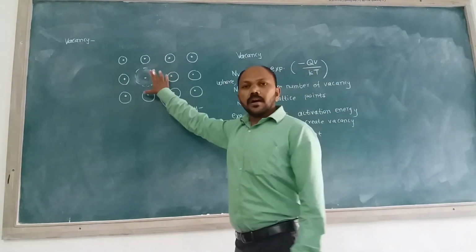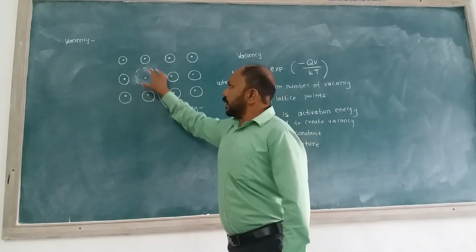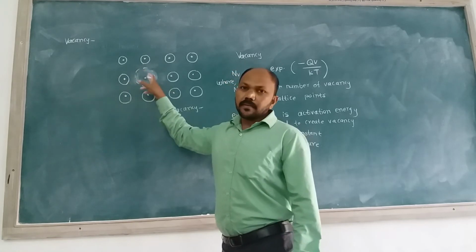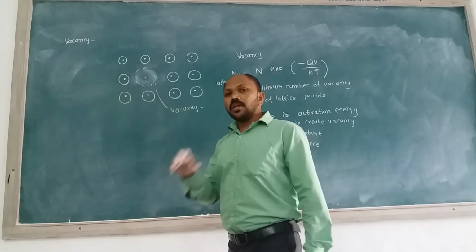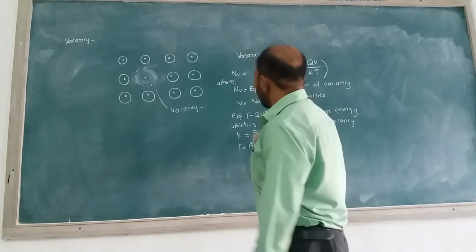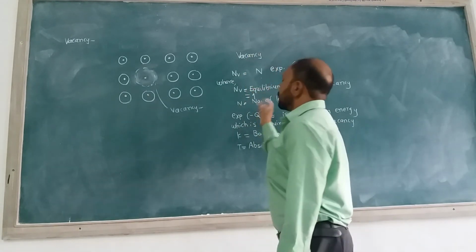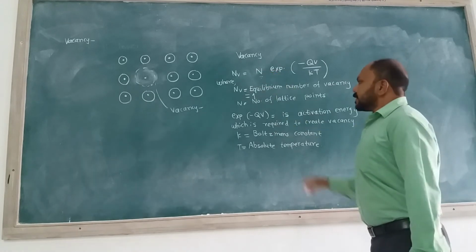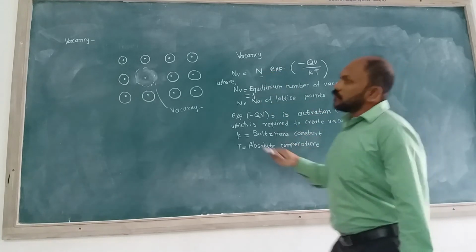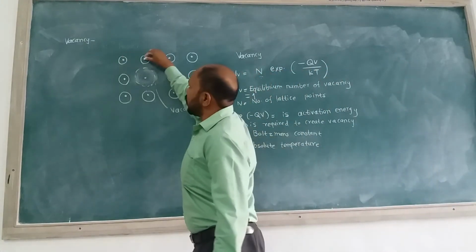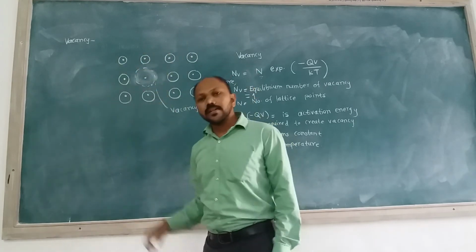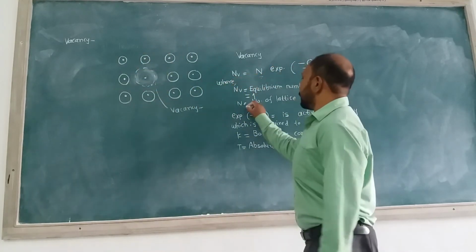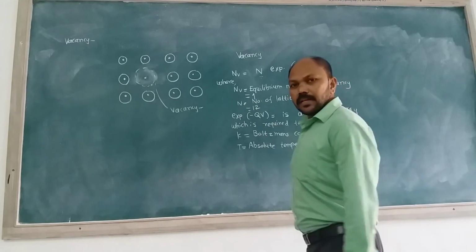So in this example, the number of vacancies becomes 1. One atom gets shifted from this location, so the number of vacancies becomes 1. Here the value is 1 for this case. What is this N? N is the number of lattice points. We know that the lattice points are these points. We already counted these points, so 12 points are available. So the N value becomes 12.